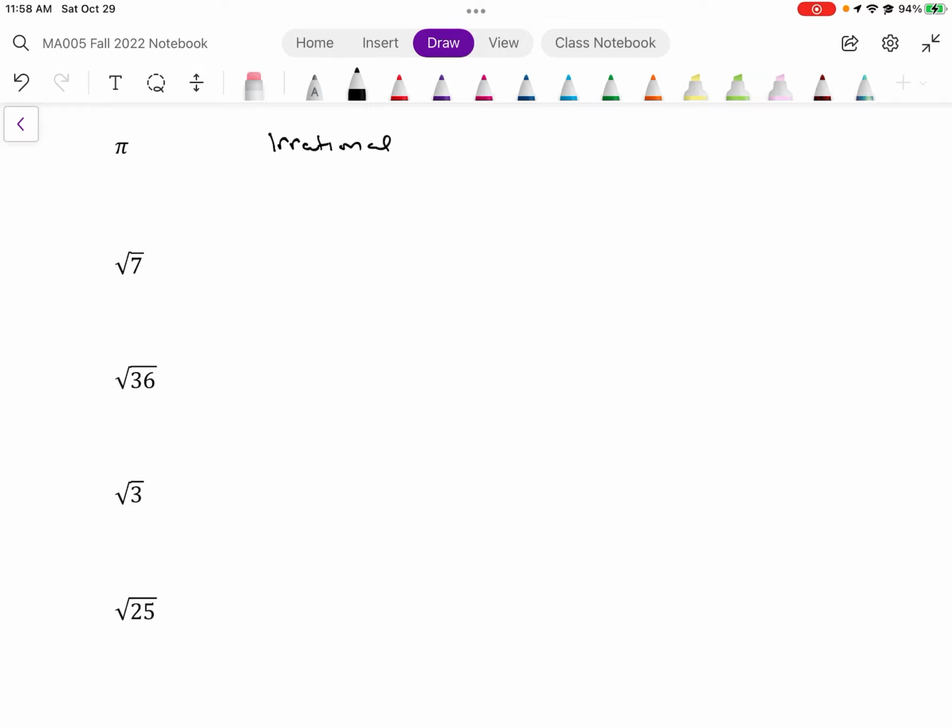All right, so 7 is not a perfect square, so when you take the square root of it, you will get an irrational number. Square root of 36 equals 6, so that is a rational number. Square root of 3, there's no perfect square, so that is irrational. And the square root of 25 is 5, so that is rational. So perfect squares are rational. If they're not perfect squares, they are irrational.